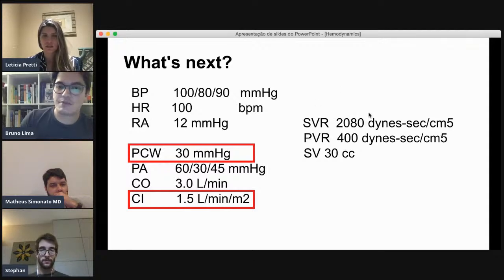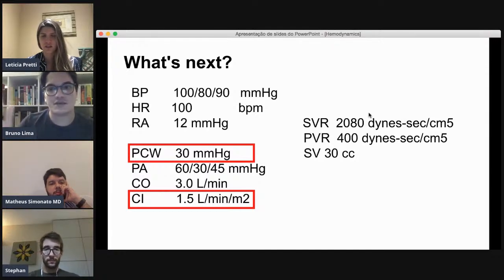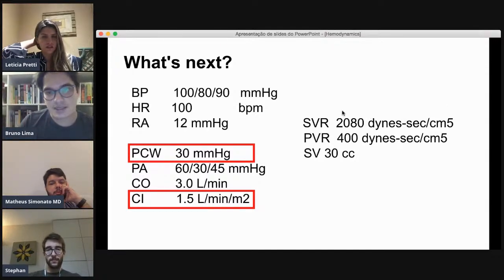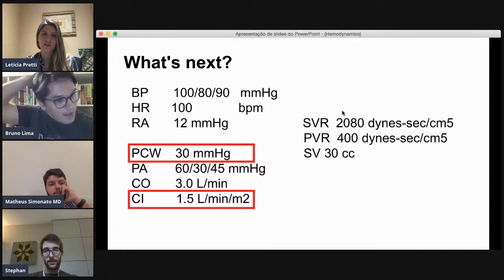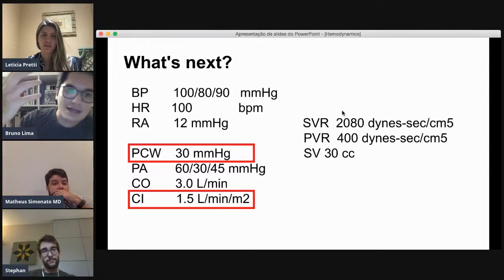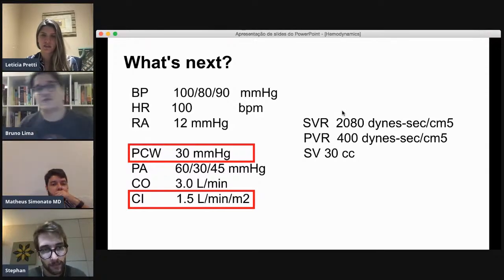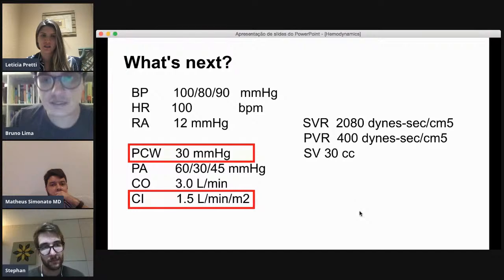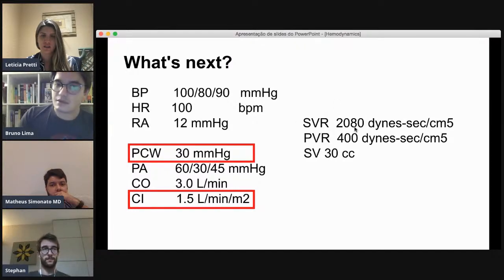Remember, the normal SVR usually ranges from 800 to 1400. It's 2000 here. It's elevated. Why is it elevated? Because with poor forward flow, over time you have activation of the RAS system and the adrenergic system, so he's vasoconstricted, okay? So the SVR is super high. The pulmonary vascular resistance here, 400, is a little bit elevated, not that high.